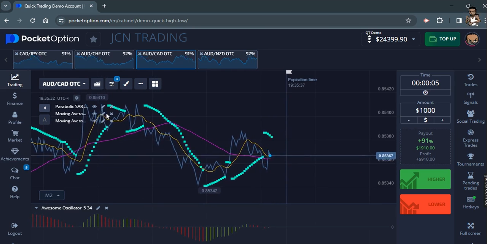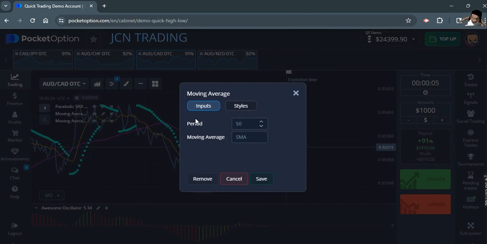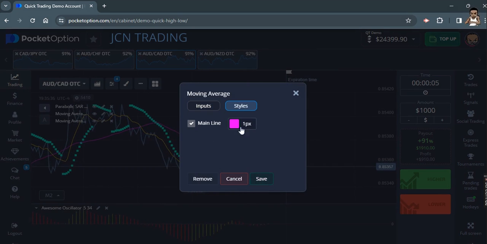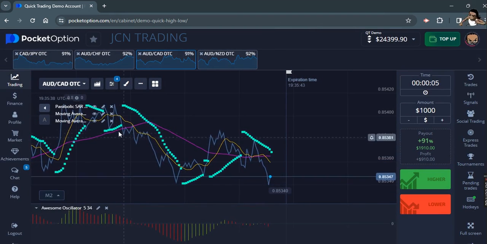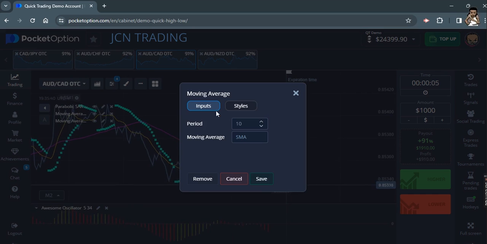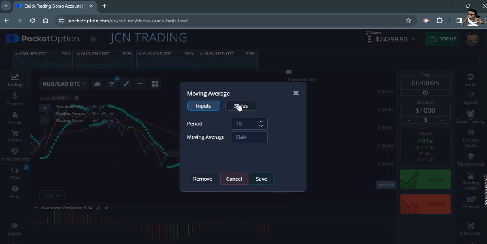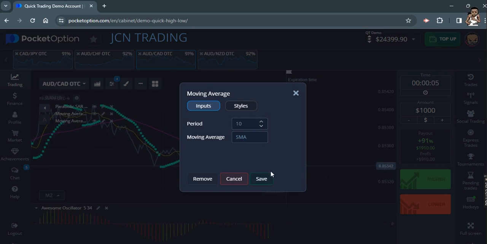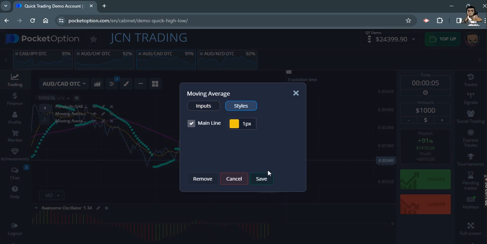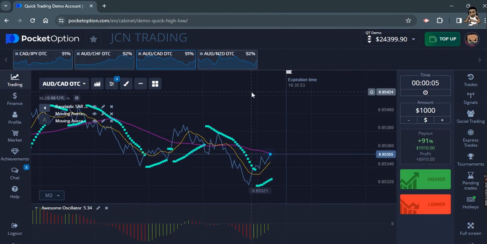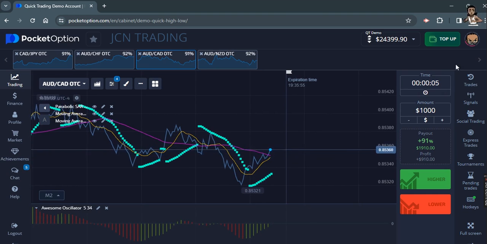Moving average, this is the important part. This is the fun part. I got a moving average at a 50 SMA. That's my purple line. And I also have a moving average at 10 SMA. That is my gold line. So I'm going to show you guys how I'm using this strategy.